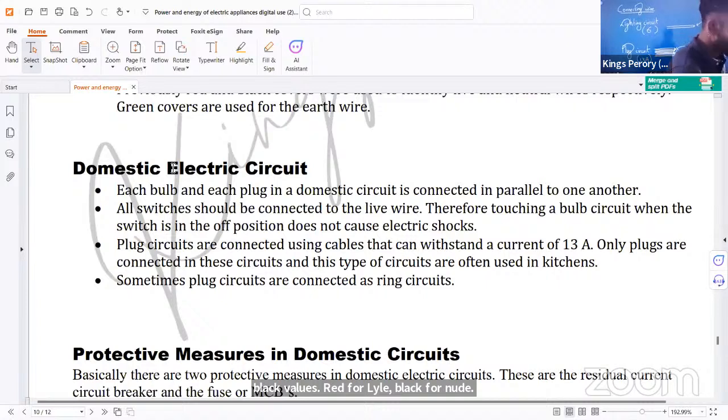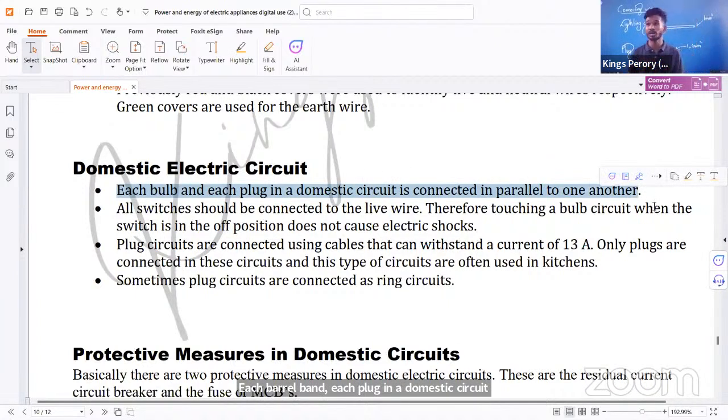Next, going to domestic electric circuit. Each bulb and each plug in a domestic circuit is connected parallel to one another. That is very important. In our house, circuit connection is made by parallel connection, no series connection.